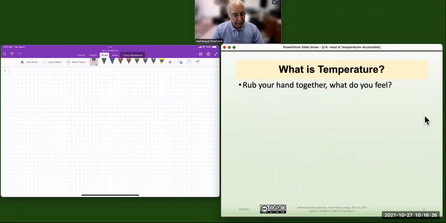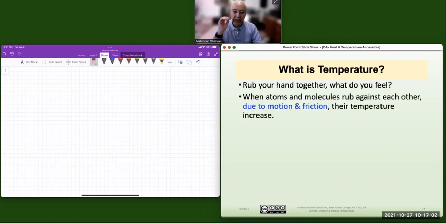So let's now try to define temperature. Go ahead and rub your hands and you feel the warmth, right? What's happening there? Well, there are molecules and atoms on the surface of your hand, and by rubbing, you're moving them around a little bit, and friction between them causes heat. So you increase the heat because of their motion. The important thing is this motion and the friction between them is what you feel as a hotter temperature.